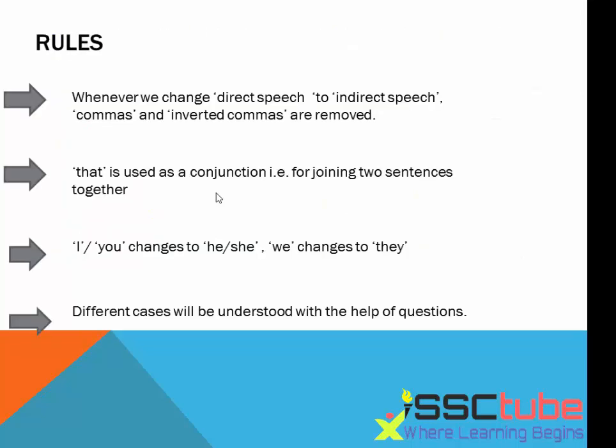We're going to study each rule for better understanding later. Now, secondly, some more rules. Whenever we change direct speech to indirect speech, the comma and inverted commas are removed. How are they removed and what is used in place of them? "That" is used as a conjunction. A conjunction is one which joins two sentences together. What a conjunction is, we're also going to study in later videos.